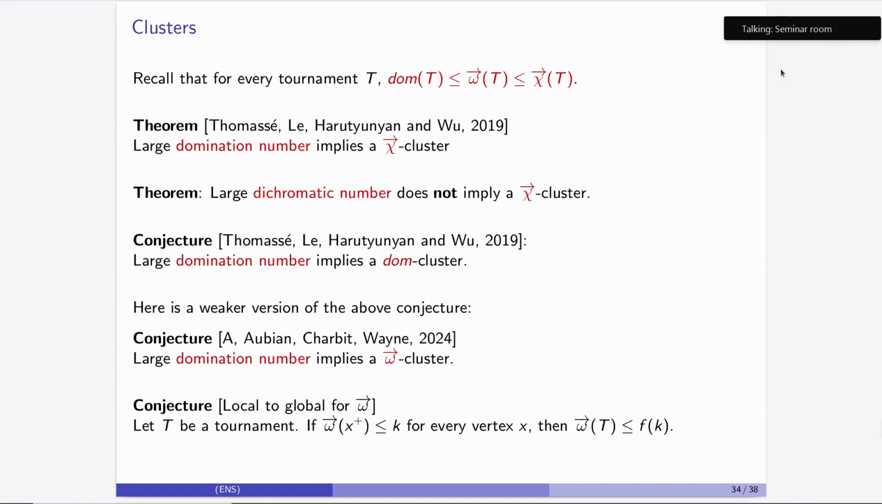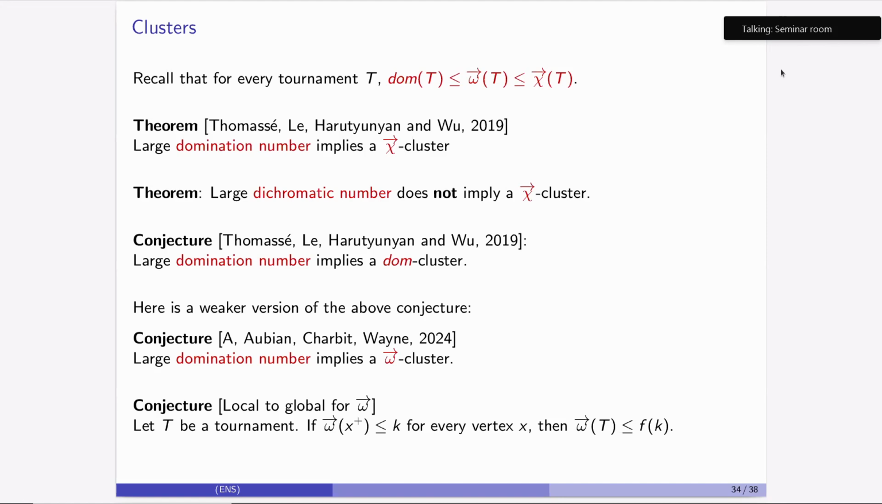So this is a weaker version of this conjecture. Domination number implies an omega cluster. If the cluster that we find has a large dominating set, a large domination number, then it has large omega. So this is harder than this. But this is also open.